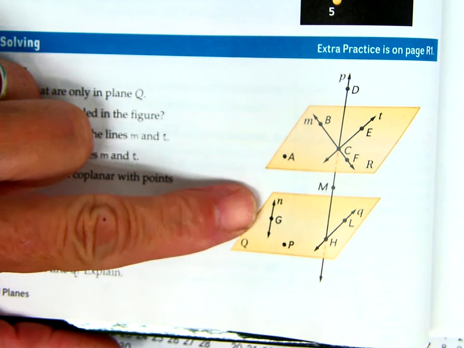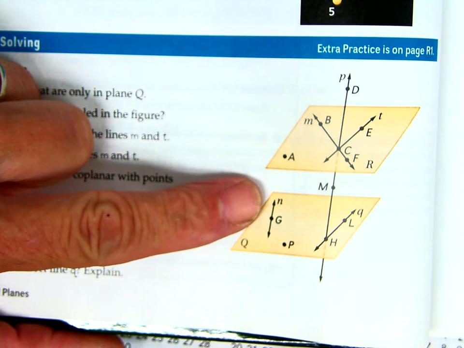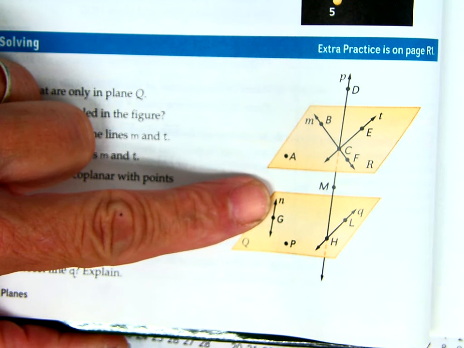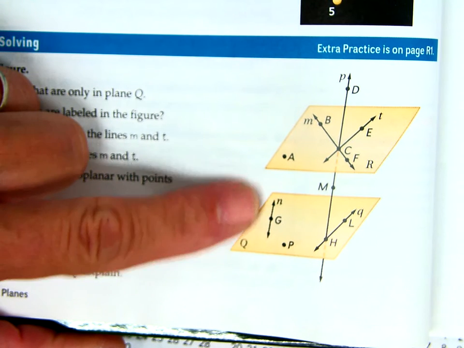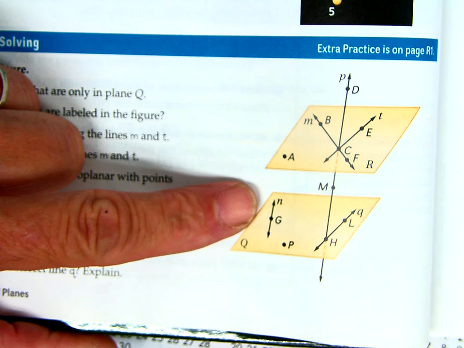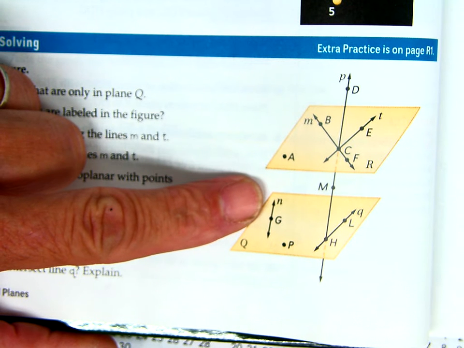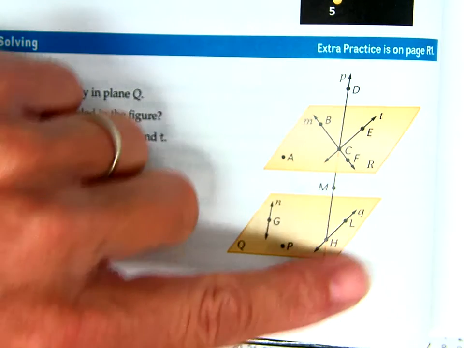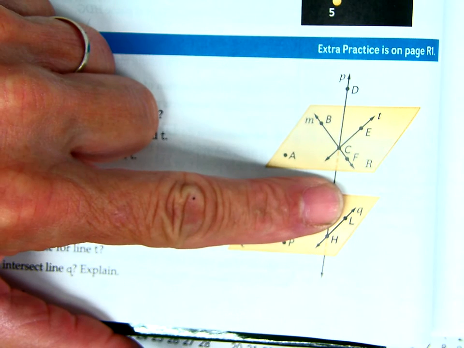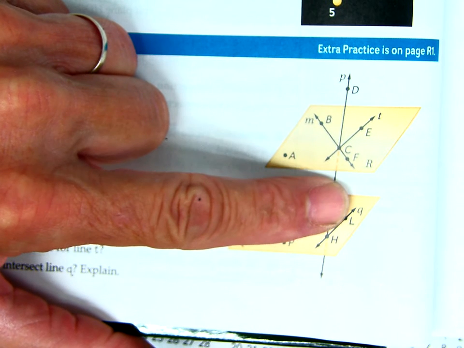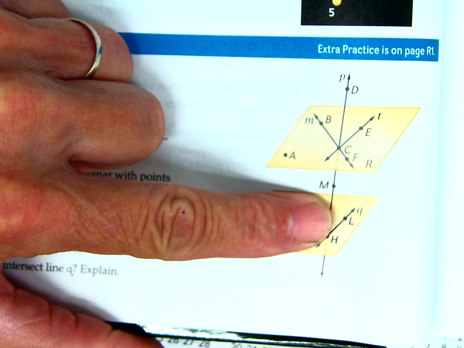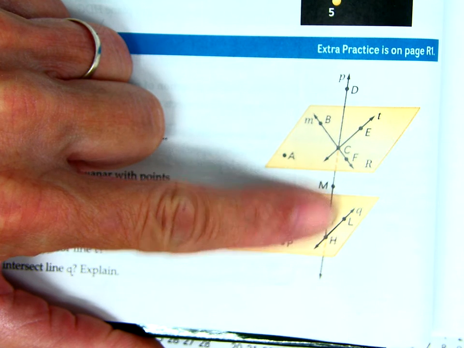Alright, this gives us the opportunity to use the different ways to name a line. Line N, you can only call it line N because they don't give you 2 points to name it that way. They only give you 1. So a line can be named by a lowercase letter, so it's line N. Or a line can be named by 2 of the points that are on the line. So for the other line, you could either call it line Q, or you could call it line HL, or line LH.